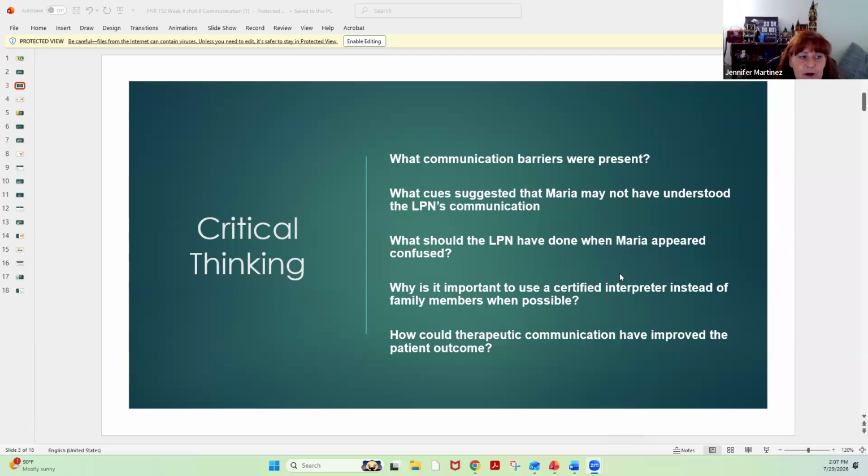Absolutely. So, just like when the RN went back in with the certified interpreter, right? Maria should have had a certified interpreter to communicate.